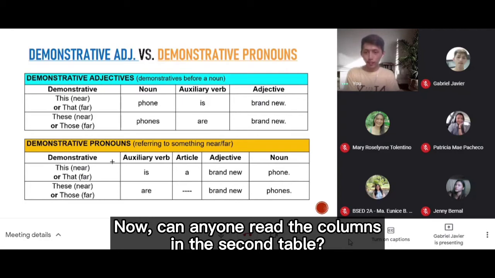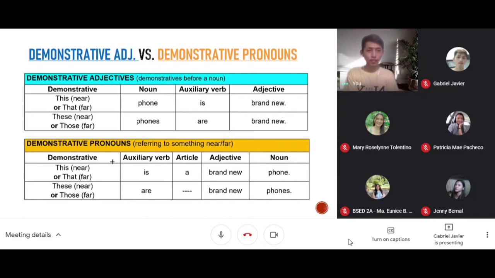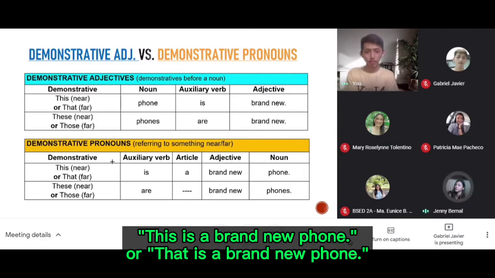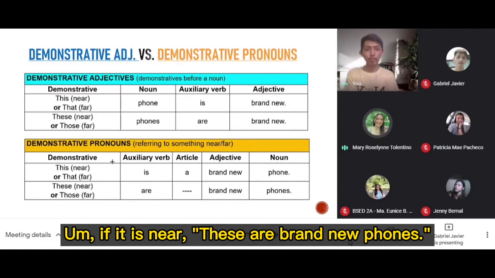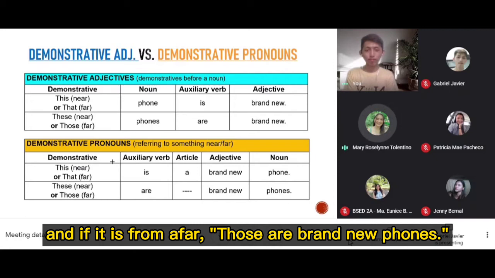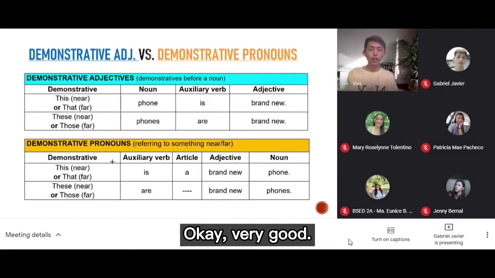Now, can anyone read the columns in the second table? Okay, Bernal. This is a brand new phone, or that is a brand new phone. Okay, how about the second column? Okay, Tolentino. If it is near, these are brand new phones, and if it is from afar, those are brand new phones. Okay, very good.